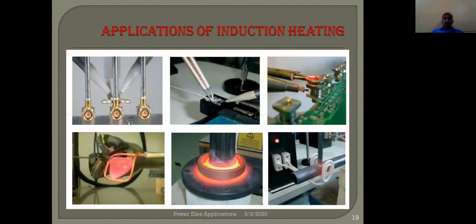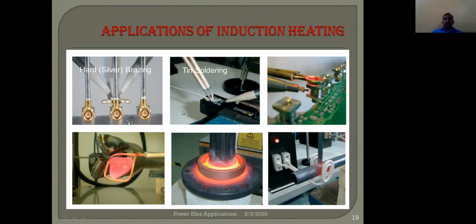Where are these used? There are a variety of applications you can see. Can you identify something? The first one is silver brazing, which is hard brazing. Metal is heated by induction effect, and it is getting brazed, if you can see this part.